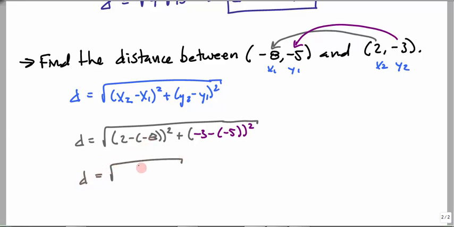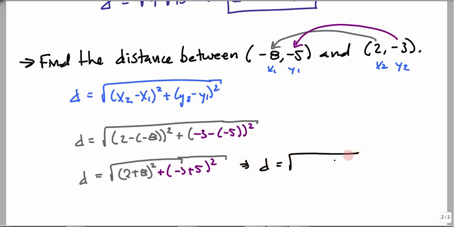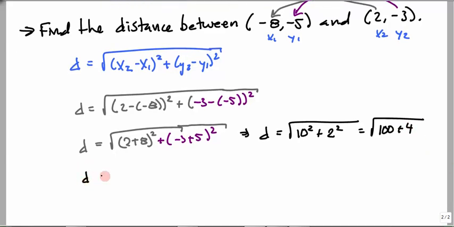Okay, so minus and negative is the same as a positive, so this is 2 plus 8 quantity squared. Here we have negative 3 plus 5 quantity squared. I'll extend that out. So 2 plus 8 is 10, so I have 10 squared. Negative 3 plus 5 is 2 squared. And again, I can't take the square root of these individually. I need to add them together first. So I have 10 squared is 100, 2 squared is 4. So I get distance is the square root of 104.